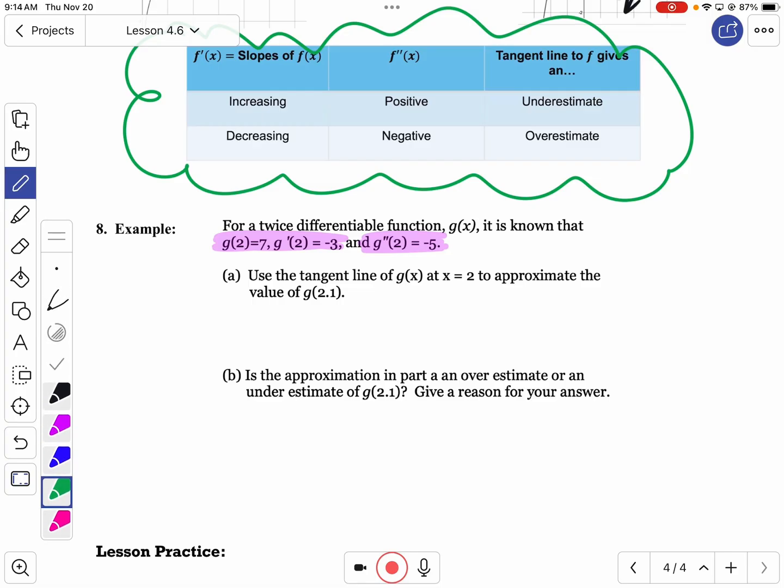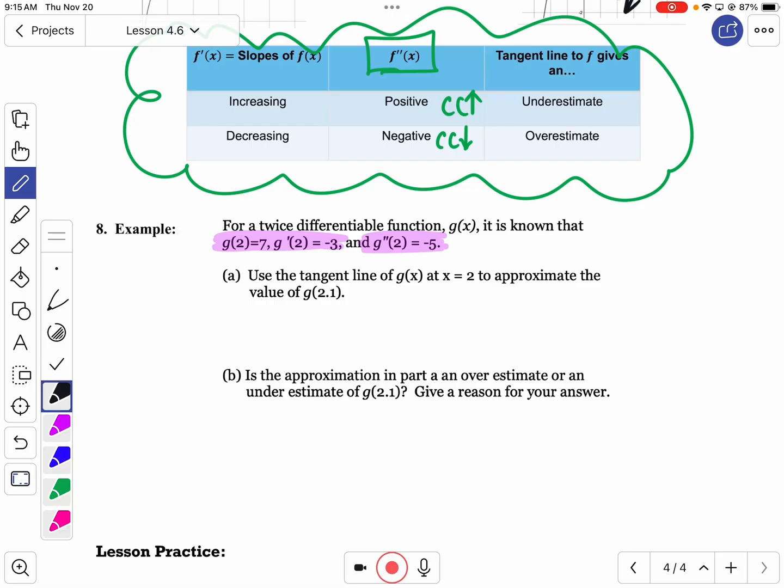Notice in this table, the second column says f double prime. If f double prime is positive, that means I'm concave up. If f double prime is negative, that means I'm concave down. So that column is going to be really important to us in this case, because it's going to help me to know some things.